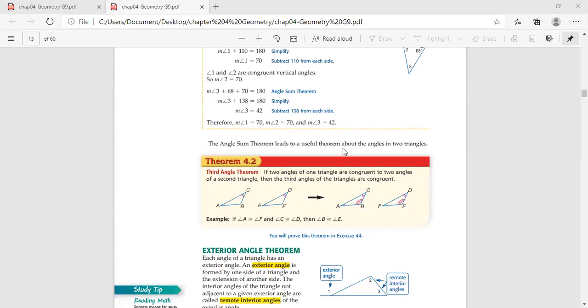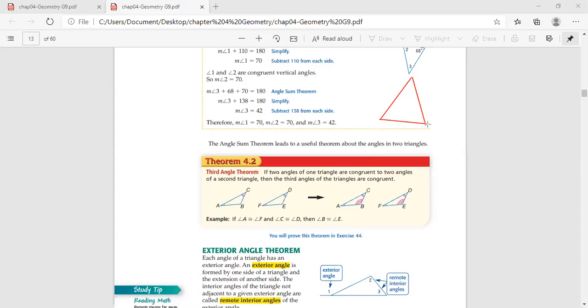No. The third angle theorem. What is the third angle theorem? If two angles of one triangle are congruent to two angles of a second triangle, then the third angles of the triangles are congruent. In the two triangles in front of us now, angle A is congruent with angle F, and angle C is congruent with angle D. Then angle B should be congruent with angle E. Did you understand this part, or do you want me to give you an example? Yes, you can give us an example, please.